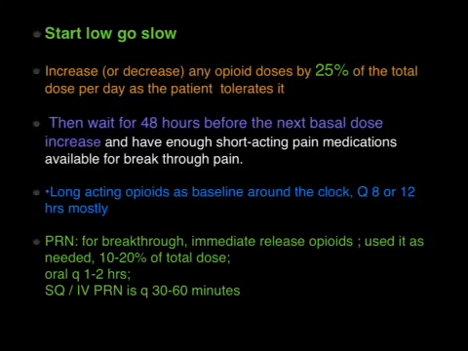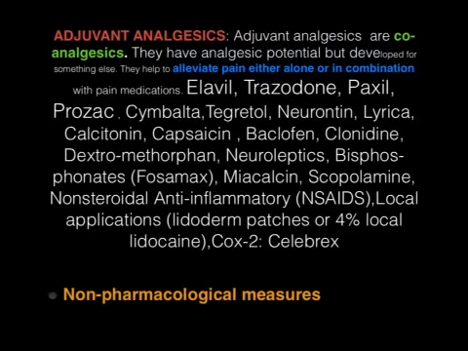And the PRN medication should be seen as cookie, or you're taking something in between the meals. And PRN medications are for breakthrough pain. Such as you're hungry, you're eating a cookie or so. And it should be 10 to 25% of the total dose. Oral, you can give it to them every 1 to 2 hours, and sub-Q and IV should be every 30 to 60 minutes.